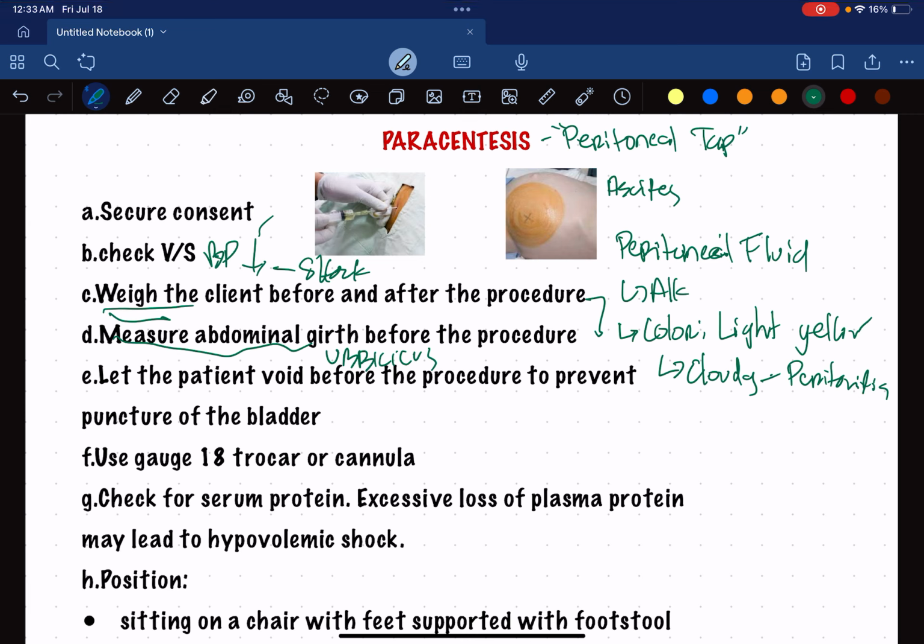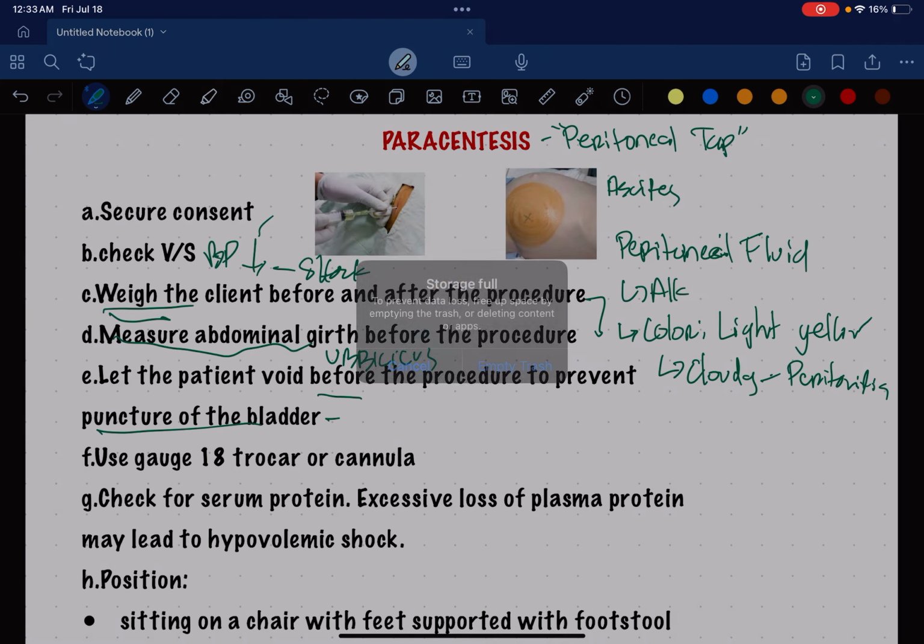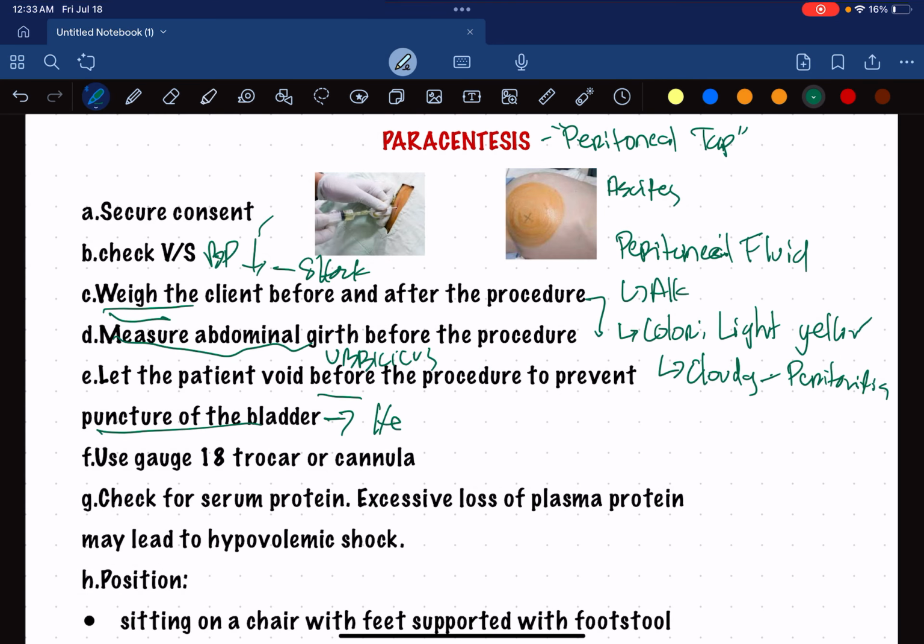And then next, let the patient void before the procedure to prevent the puncture of the bladder. Okay, so ano manifestation natin kapag nag-puncture yung bladder? May hematuria. Pag umihi ng dugo si pasyente mo, that's already a manifestation na may accidental puncture ng ating bladder. So, bakit kailangan pang umihi? Kasi nga, pag puno ang bladder mo, distended yan, lumalaki siya. Mag-i-insert tayo ng needle dito, dahil malaki si bladder mo, pwedeng magkaroon ng accidental puncture sa ating bladder.